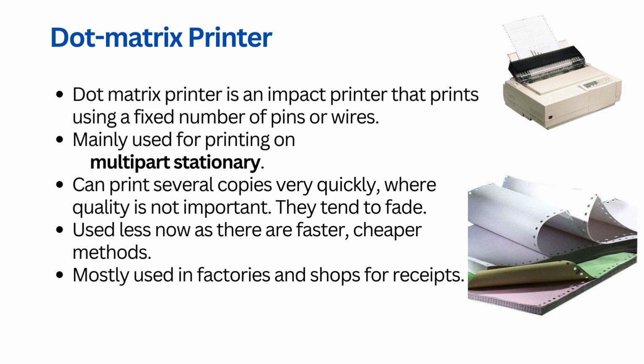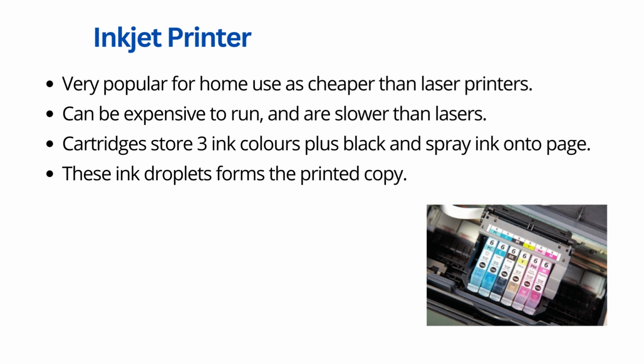Mostly used in factories and shops for receipt printing. Inkjet printer. Inkjet printers use cartridges to store the ink. It has a black ink cartridge and a color ink cartridge, and this color ink cartridge has cyan, magenta, and yellow inks in separate containers. And these cartridges then spray droplets of ink through tiny nozzles onto the page, and these microscopic droplets are precisely arranged to create the images or the text that we are printing.